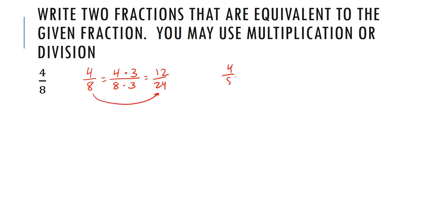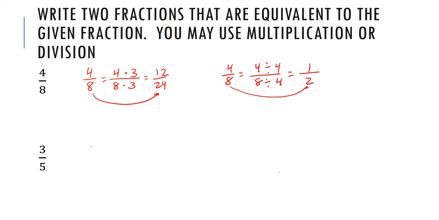We do one with division, and in this case we do want to divide by a number that goes into both of those evenly. So I'll divide both of them by 4. I could also have divided by 2. 4 divided by 4 is 1. 8 divided by 4 is 2. And I get 4/8 is equivalent to 1/2.